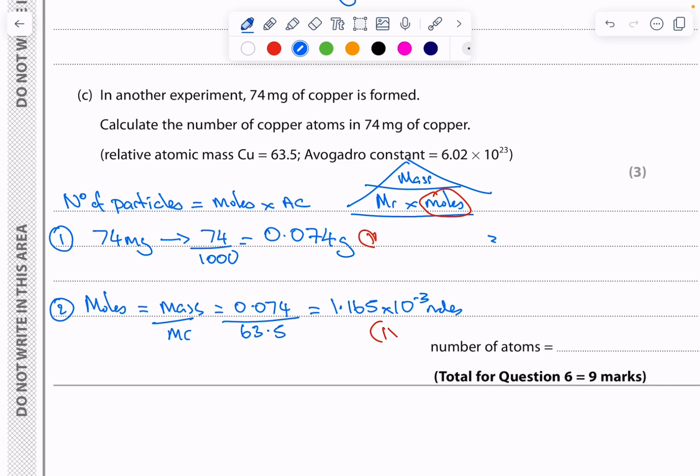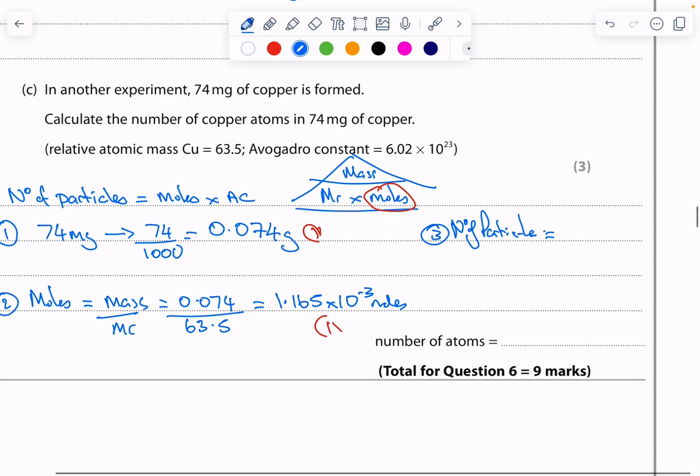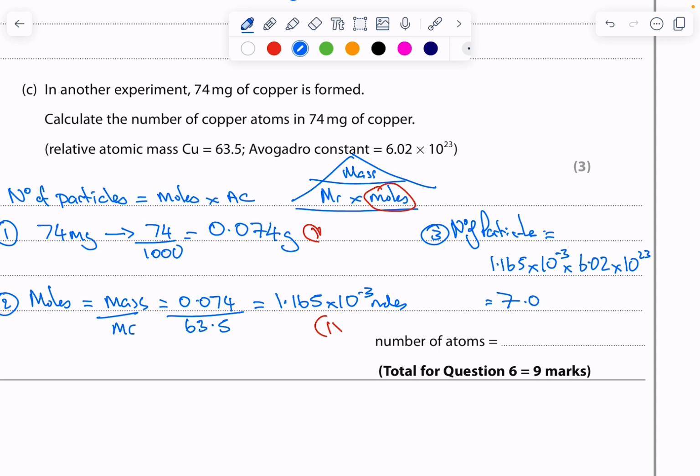And then the final little bit is using the number of particles equation. So number of particles equals moles. I'm going to write something underneath here, so otherwise I get squashed. 1.165 times 10 to the minus 3, times Avogadro's constant, which is 6.02 times 10 to the 23. So let's times that out, times 6.02, that to the 23, and that's going to equal 7.0, I'm going to call that 0.2 times 10 to the 20 atoms.